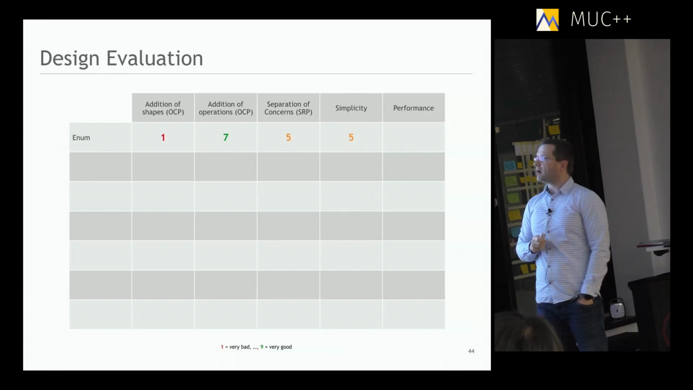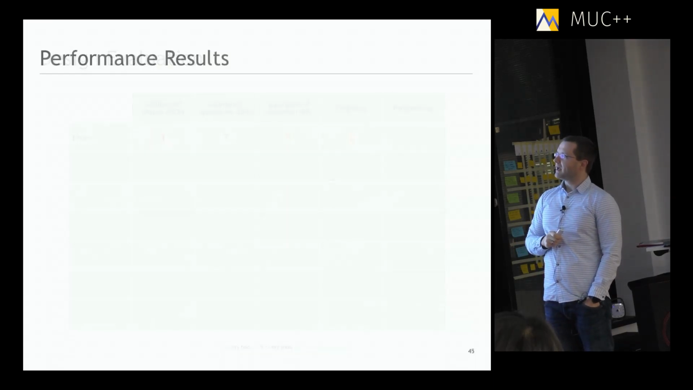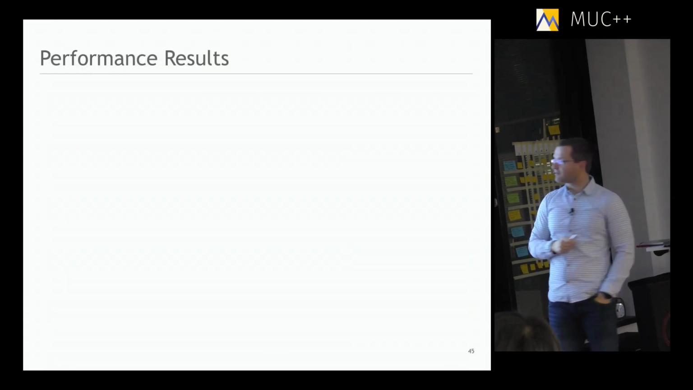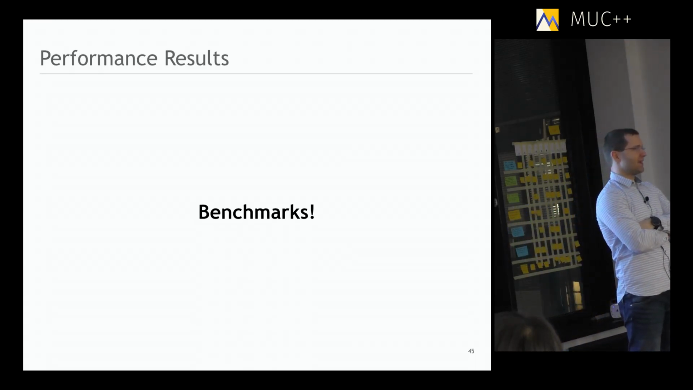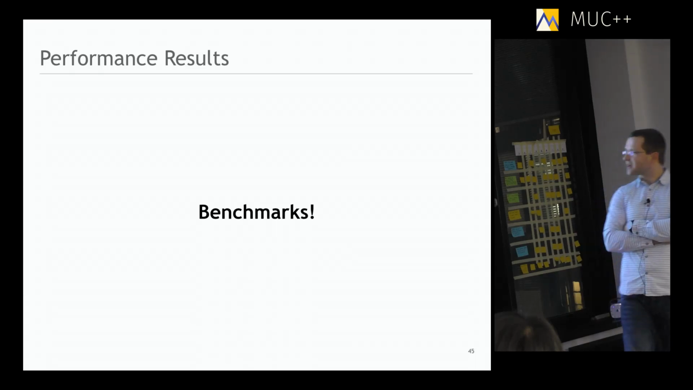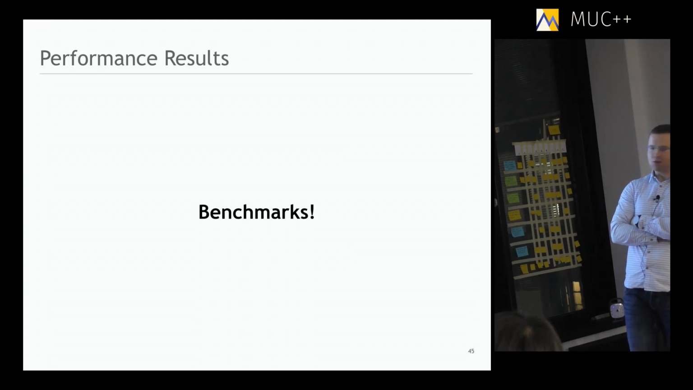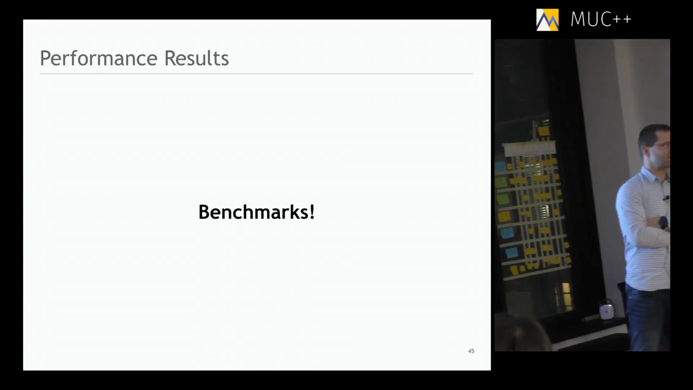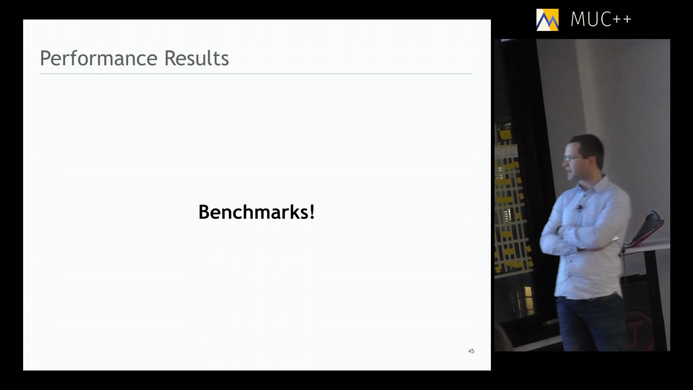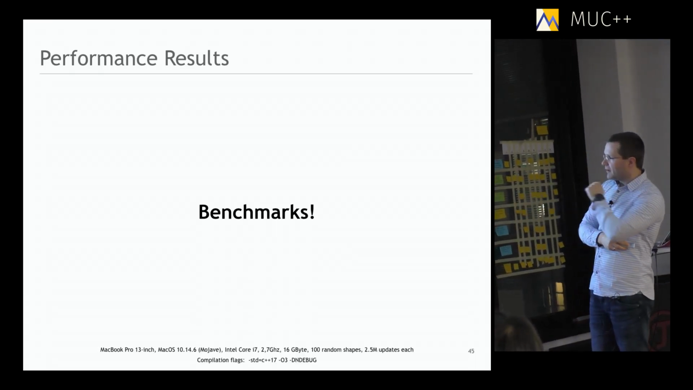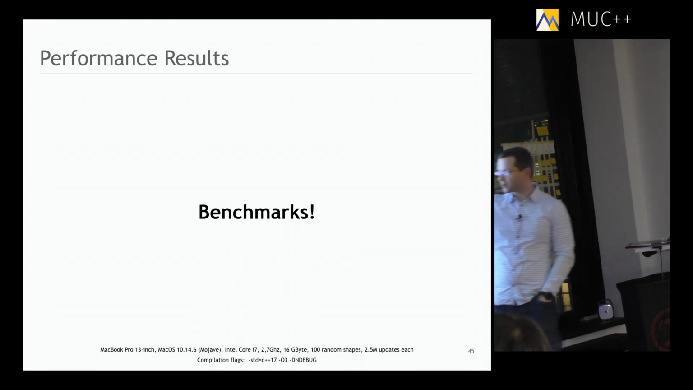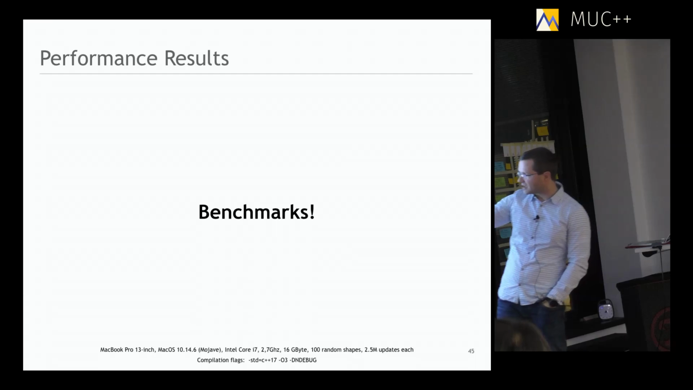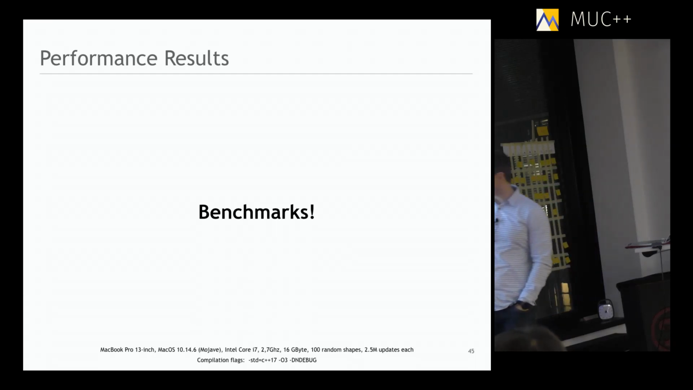Performance. All right, performance. I have a couple of benchmarks. Now, before I show you the first benchmarks, benchmarks are tricky. Benchmarks are really tricky because somebody always complains. You cannot show benchmarks without somebody complaining. So, first of all, I am using the laptop here. So this is not something special. It's a MacBook Pro 13-inch. It has an Intel Core i7 with 2.7 gigahertz, 16 gigabyte of RAM.